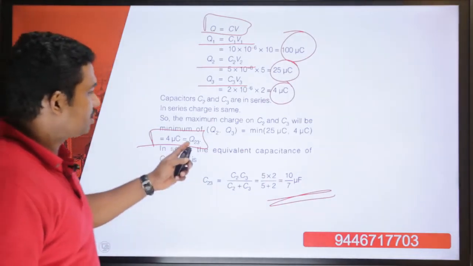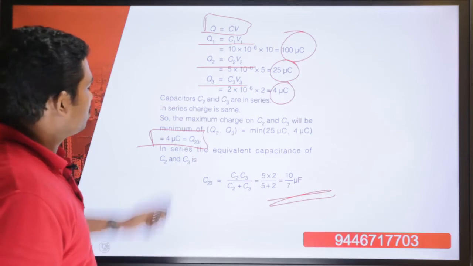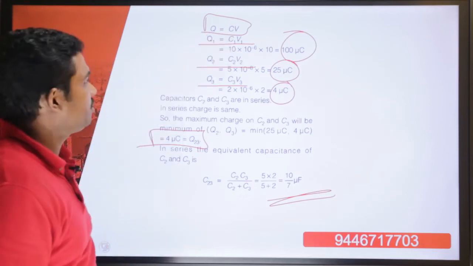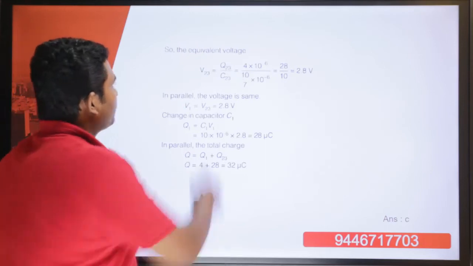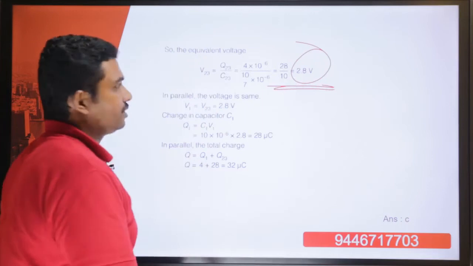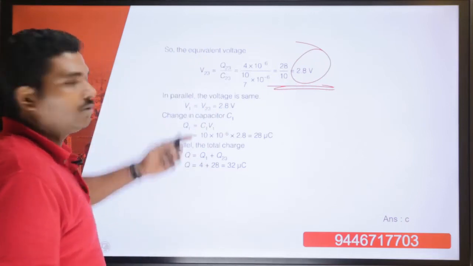So we have got Q23 and we have also obtained C23. Once we know Q23 and C23, we will be able to find out the value of V. From this we can find out the value of V23 as 2.8 volt. So the equivalent voltage is 2.8 volt.